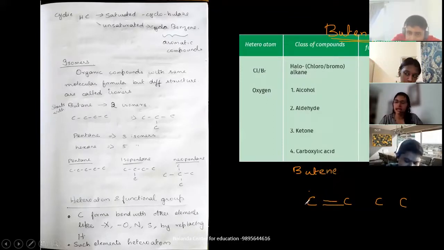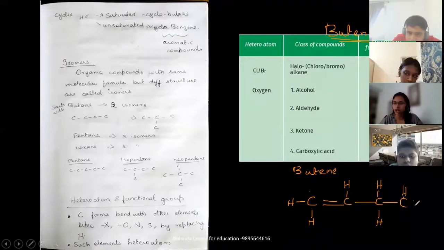Now what does this carbon have? 2 hands are free. So one hand is given to hydrogen, another hand is given to hydrogen. For this particular carbon, only one hand is free, and that hand is given to hydrogen. This one has 2 free, so 2 hydrogens. And this one has 4 free, so 4 hydrogens.